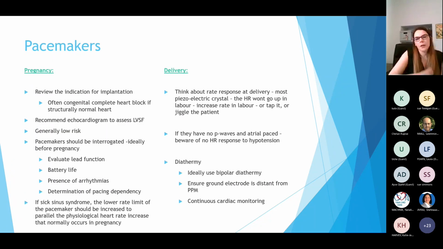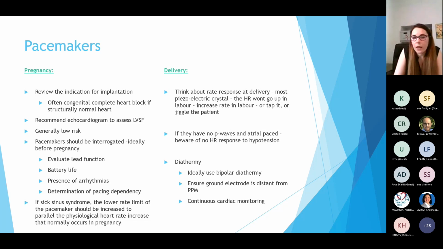Some of our patients at a lower risk will have pacemakers in situ. Obviously, we need to review the indication as to why they were implanted in the first place. But if the heart is structurally normal, it's often due to congenital complete heart block. As we've also already discussed with all patients, an echocardiogram is always useful, and in this case it can assess the systolic function to ensure there's no evidence of pacing-induced cardiomyopathy. But on the whole, these patients are generally low risk in their pregnancies.